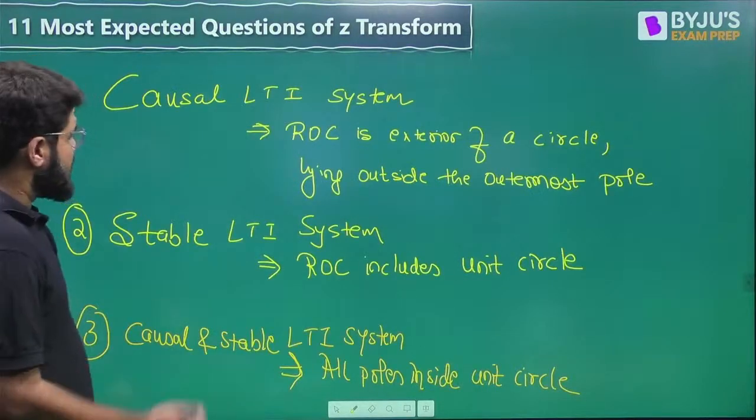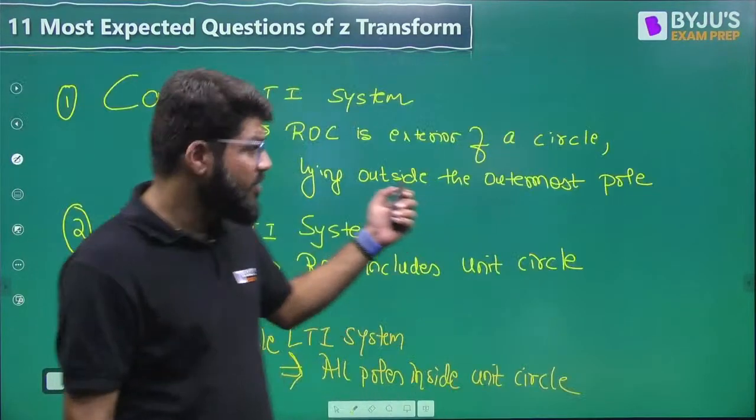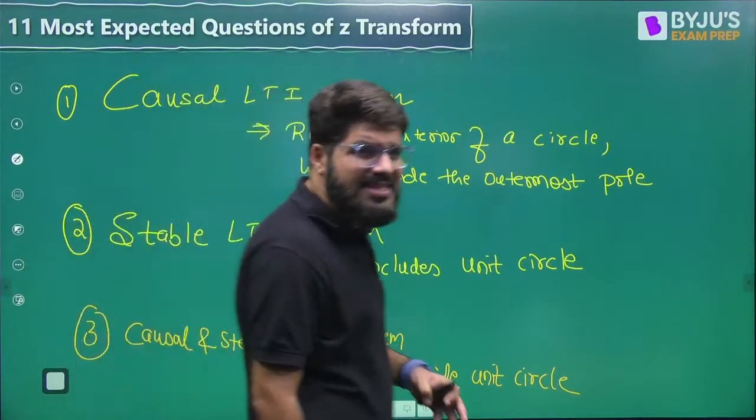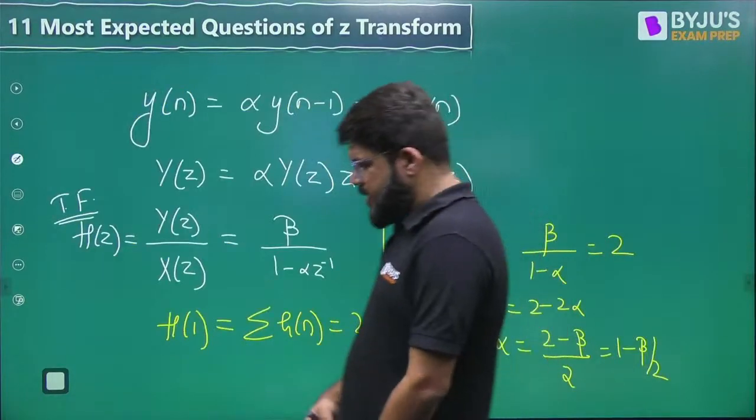Since the question introduced the words causal and stable LTI system, I made you revise the important points that you should know in general. Although this question isn't using these points, this is what you should know in general.